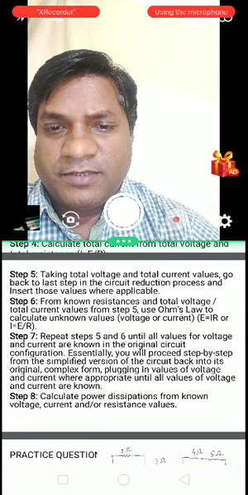Next, from the known values, that means total voltage or total current which we obtained earlier, use Ohm's law to calculate the unknown values. For example, if you know the EMF or voltage and the resistance, then the current can be found out to be EMF or voltage divided by resistance. Next, repeat step 5 and step 6 until all the unknown values which are asked of you are found out. And finally, in the last step, calculate the power dissipation or potential drop or current or resistance, whatever values are asked of you.